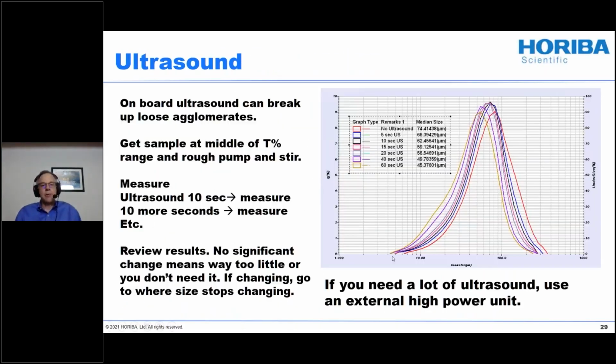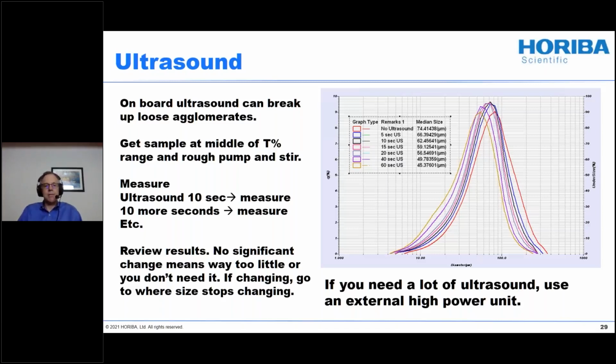So how do I proceed with this? I get the sample in the middle range of my T% range. I think my pumping and stirring keep me repeatable, so everything looks happy there. I hit measure. Then I give it 10 seconds or 5 seconds of ultrasound. I hit measure again. A few more seconds, measure again. And I review the results.